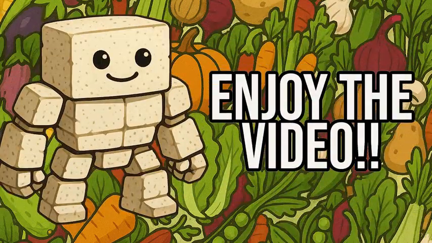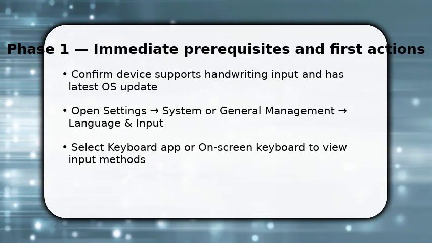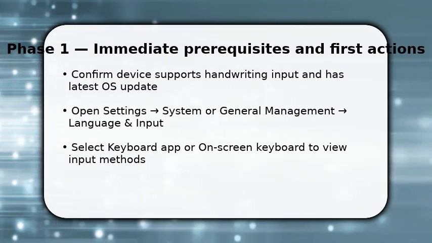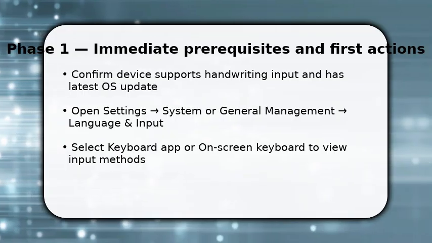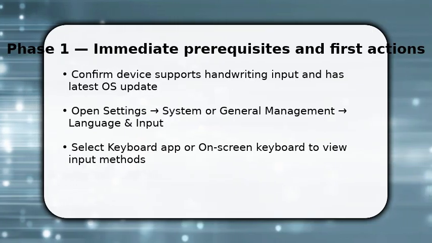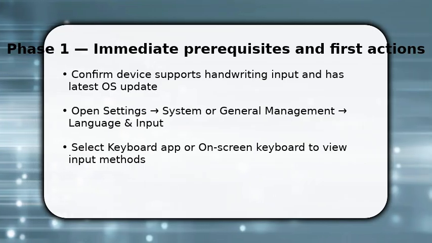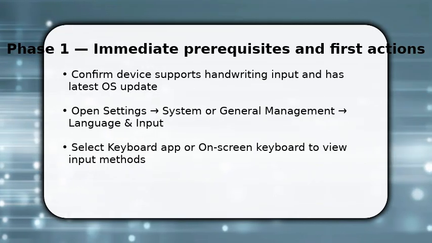Please enjoy the video. You start by verifying support. Make sure your device and keyboard app include handwriting recognition. Once done, open Settings, then System or General Management, and tap Language and Input. From there, select the keyboard or on-screen keyboard entry to view available input methods. You want to reach the keyboard app settings screen.